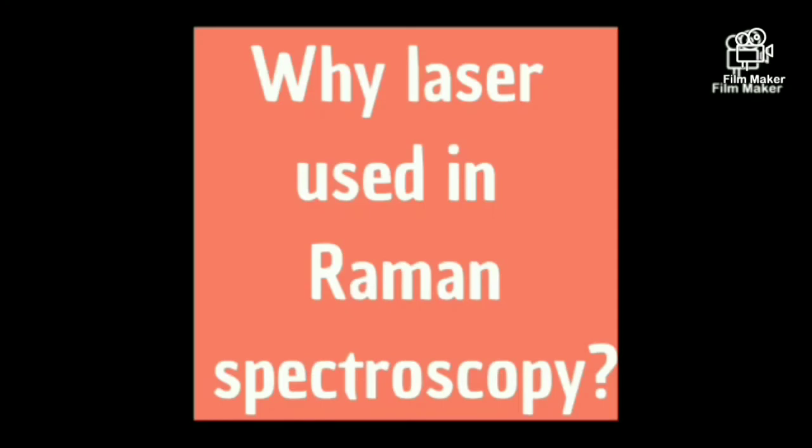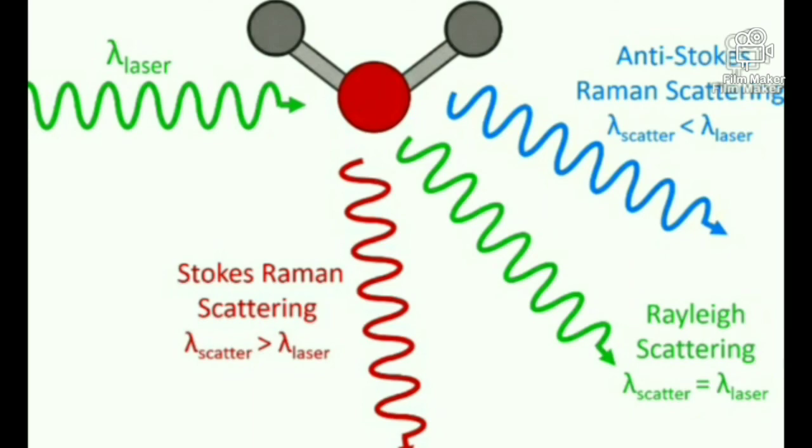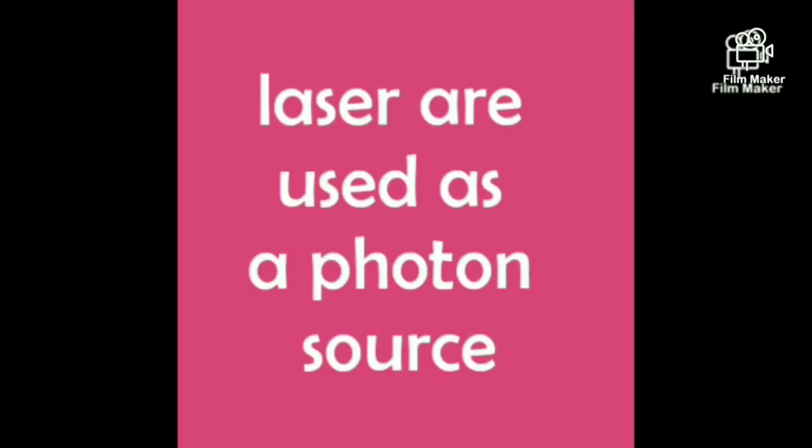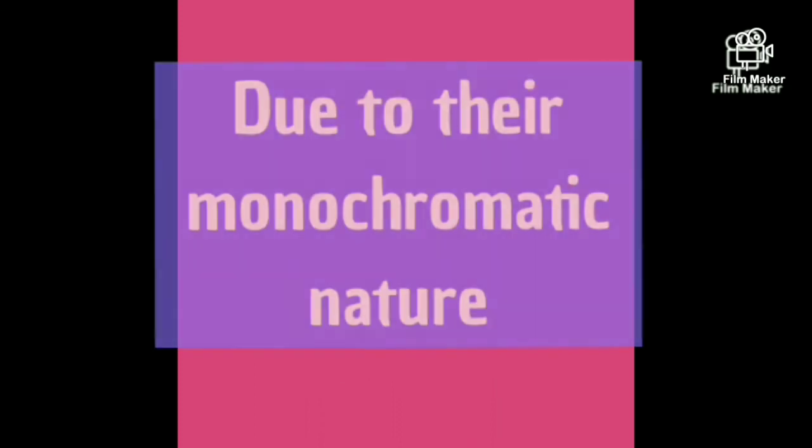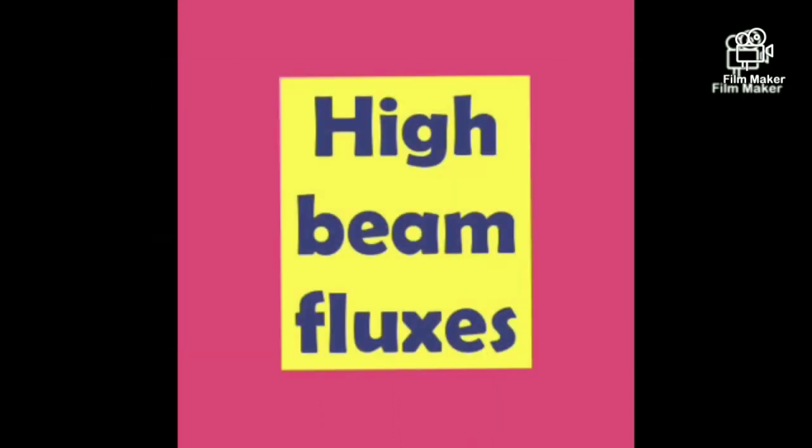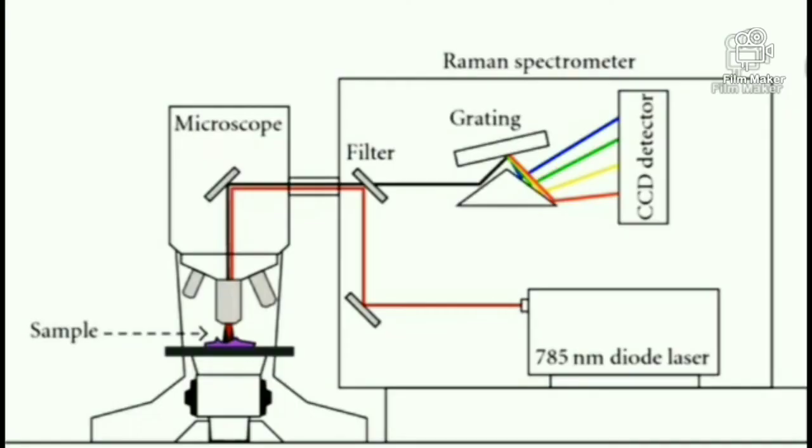Why is the laser used in Raman spectroscopy? Lasers are used as a photon source due to their monochromatic nature and high beam flux. In the visible spectral range, Raman spectrometers use notch filters to cut out the signal from a very narrow range centered on the frequency corresponding to the laser radiation.